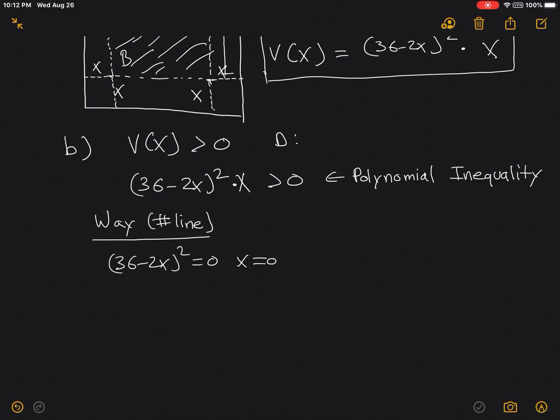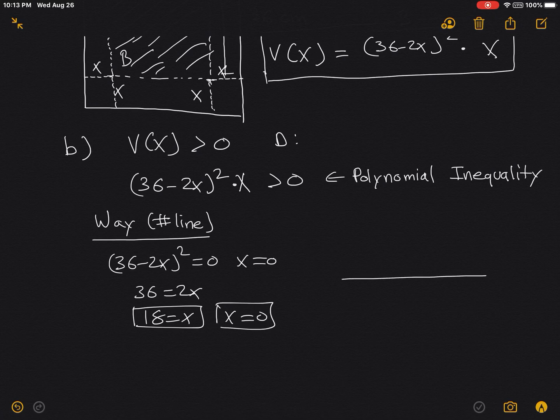So my two x-intercepts, if you take the square root of both sides on this one, you're going to get 36 is equal to 2x. You're going to get x is equal to 18. And this one is just x is equal to 0. Okay, so after you get these x-intercepts, you test it on the number line. There's 0, there's 18, and this is my v of x right here. So how do I solve this? How do I interpret this?